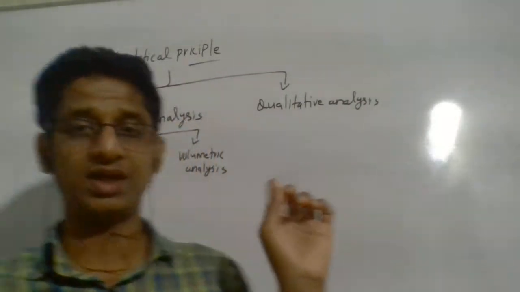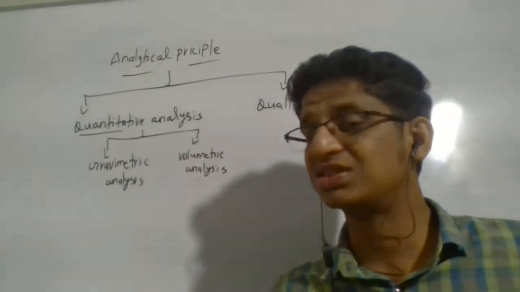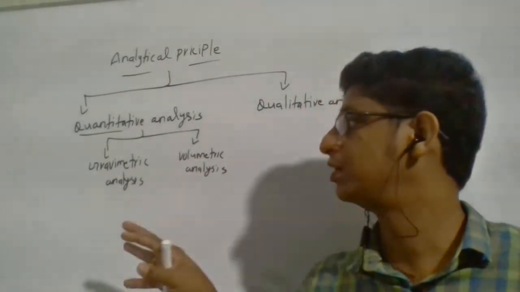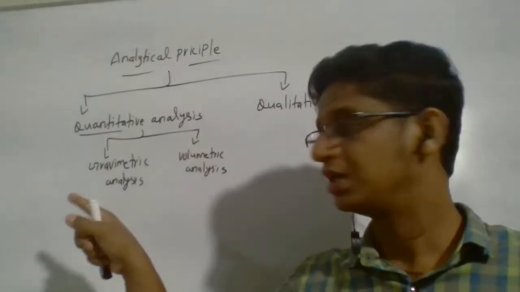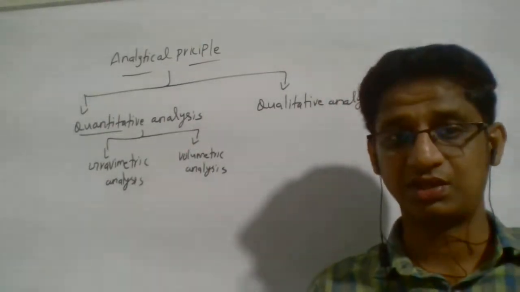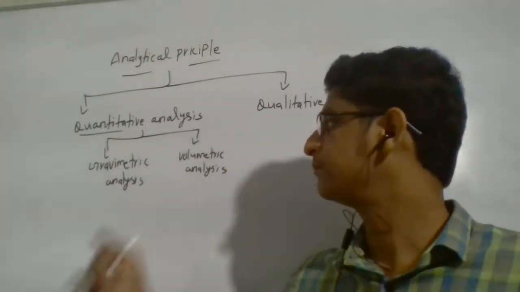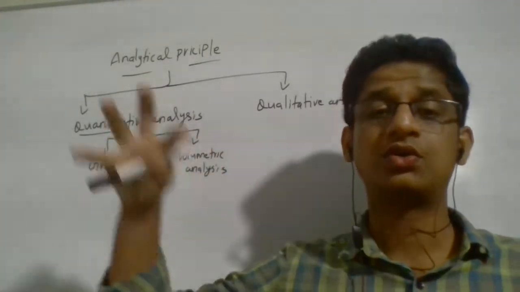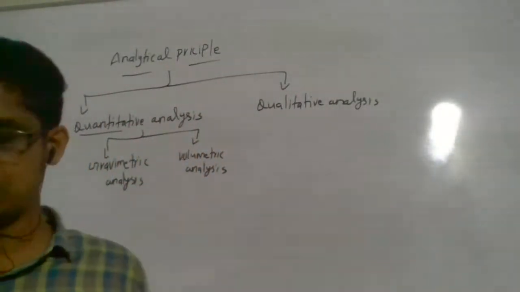While in gravimetric analysis, your final result is the mass of the substance that you obtained after a series of reactions. Similarly, in a volumetric analysis, we talk about the mass of the substance in the whole solution. That is the main difference between qualitative analysis and quantitative analysis.